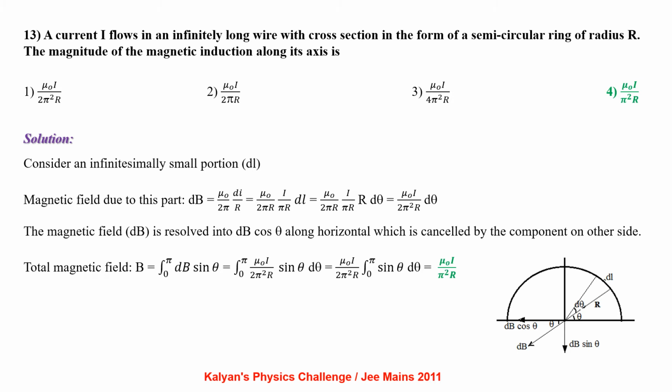So the total magnetic field is obtained by integrating the dB sin theta components. So B equal to integral from 0 to pi of dB sin theta, that is integral from 0 to pi of mu naught I by 2 pi square r sin theta d theta. Upon integration we get the answer to be mu naught I by pi square r. Here I suggest the students to pause the video for some time and go through the integration process carefully.